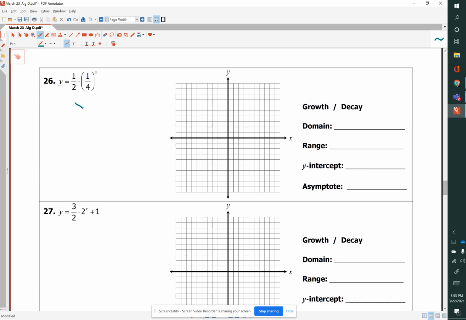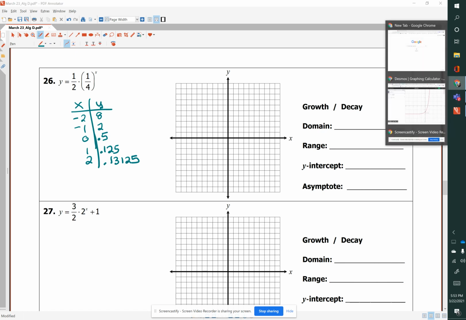Okay, let's get some values for number 26. And I'm going to use the same values, -2, -1, 0, 1, 2. And I'll just give you the y values. That's 1/8 and 1/16. Okay, now let's just take a look at the graph on Desmos.